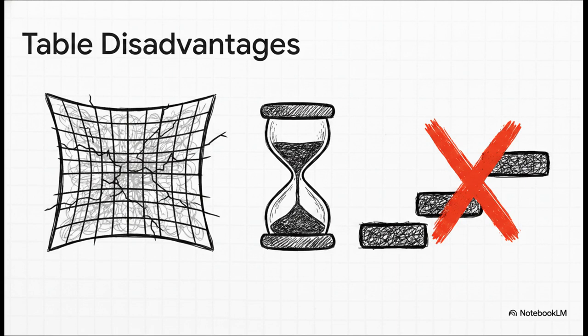But the real deal breaker? Decision tables are just not built for sequential logic. They give you a snapshot of all conditions at once, rather than mapping out a step-by-step process over time.